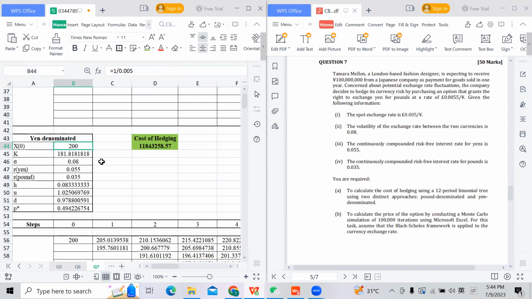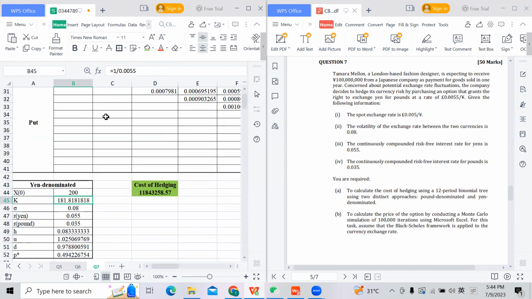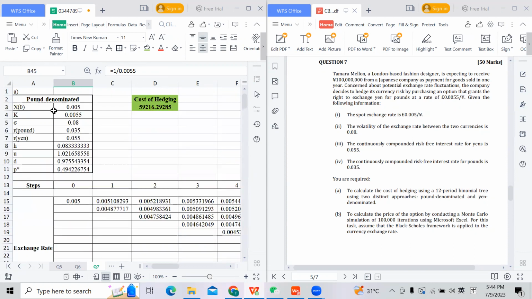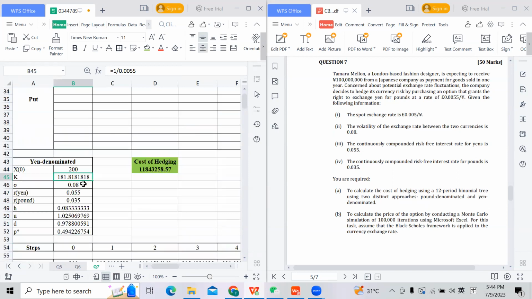So for the x0, because we are given that this is under pound, so we need to change it to yen. So we need to do 1 over 0.05. Same as the K, also need to change it under yen. So we need to use 1 divided by the K in pound. And then for the sigma, yeah, the rate is still the same.